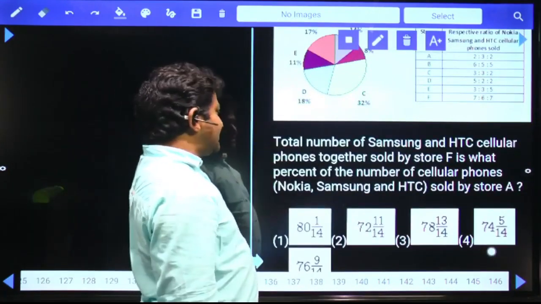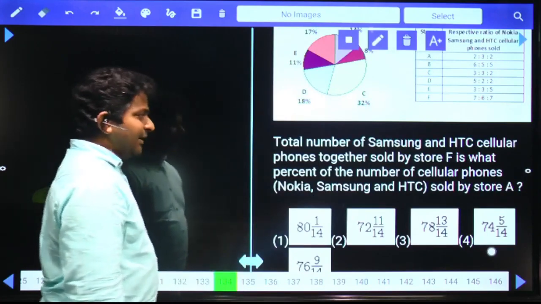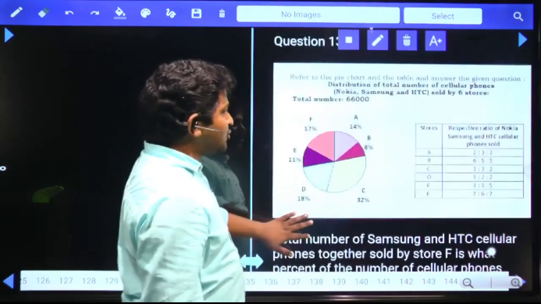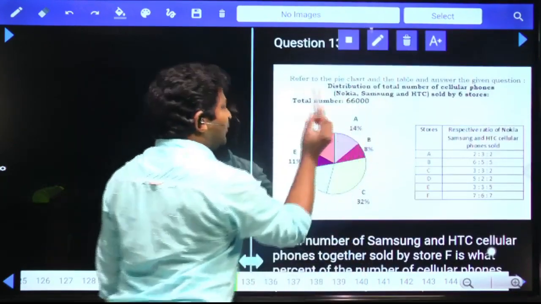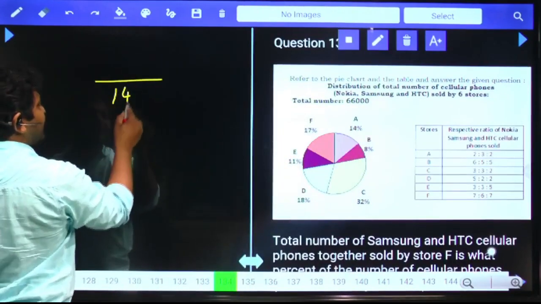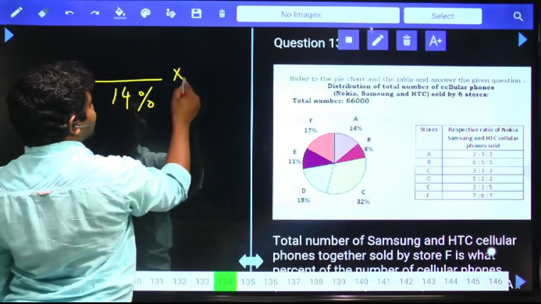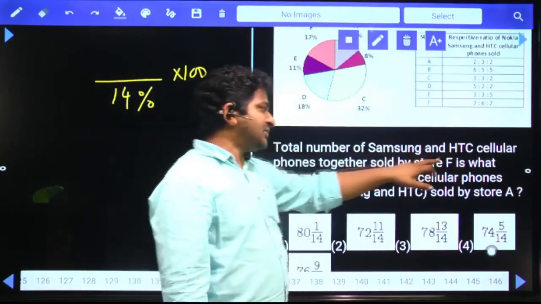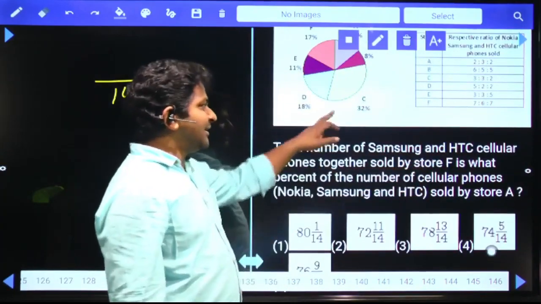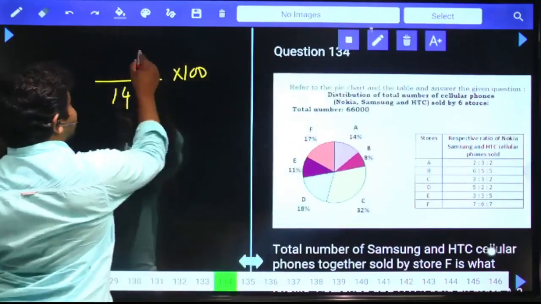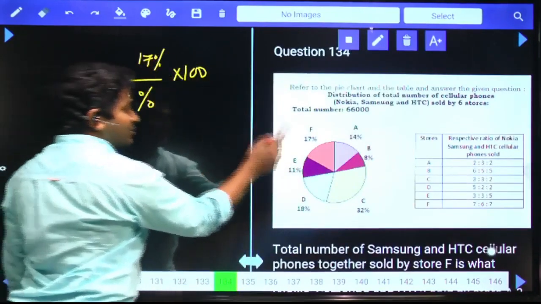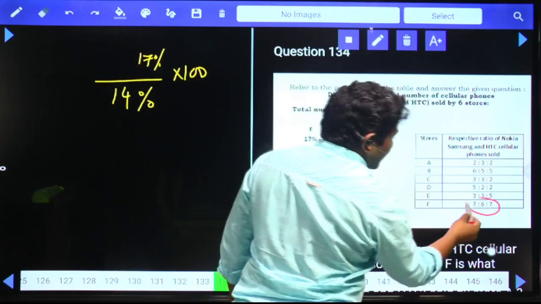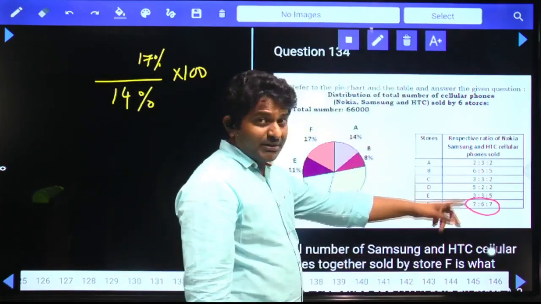Total number of Samsung, HTC cellular phones together sold by store F is what percentage of the number of cellular phones sold by store A? Store A sold what percentage? 14 percentage. With respect to 14 percentage, we have to identify our answer. Now, what is that we want to consider? Samsung and HTC sold by store F. Store F, how much percentage we have? 17 percentage we have. Now store F is having Nokia, Samsung, HTC in the respective ratio 7:6:7. Probably this may not be visible for you.